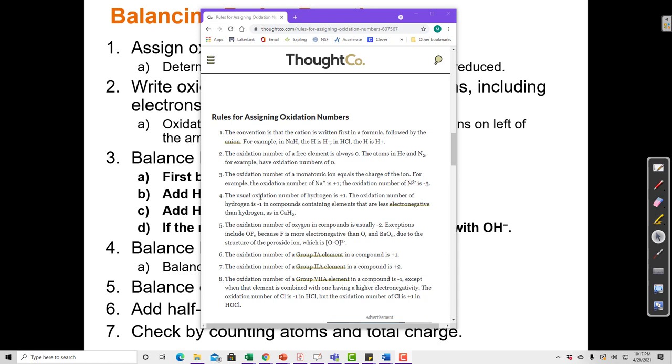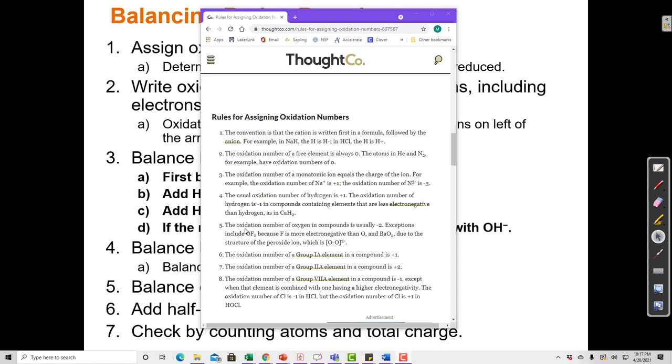The oxidation number of hydrogen is usually plus 1, but sometimes, like in a compound like this, the H might be minus 1. Or if it's H2 and it's pure hydrogen by itself, then the oxidation number would be 0. The oxidation number of oxygen is usually negative 2.